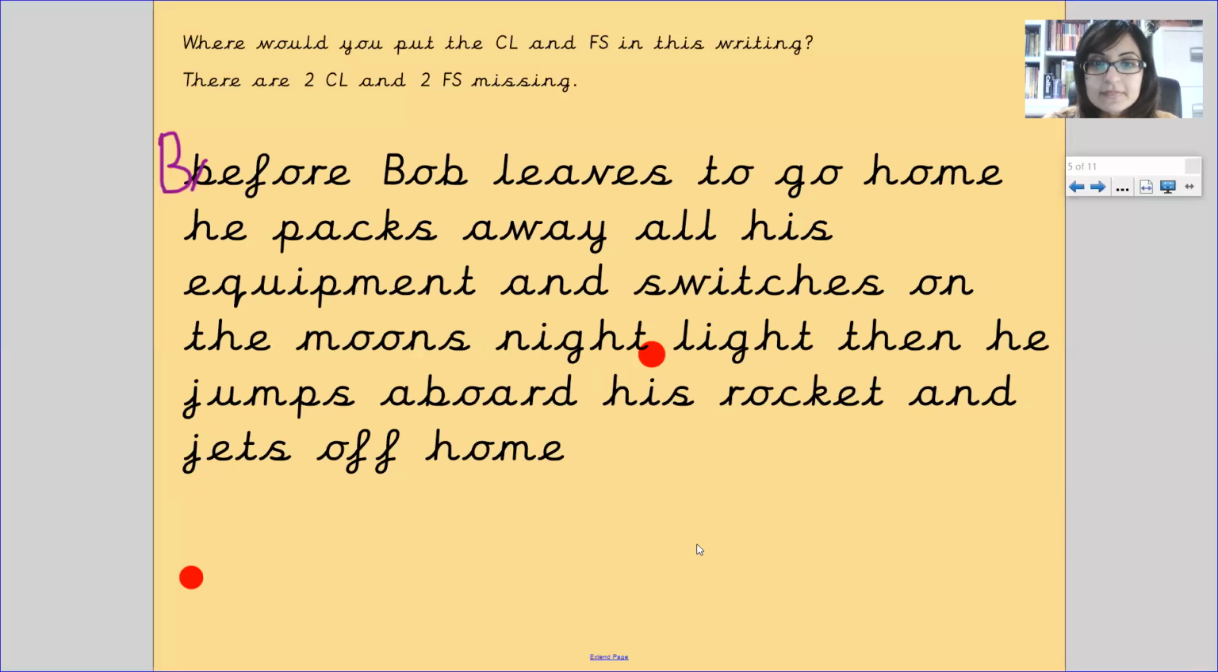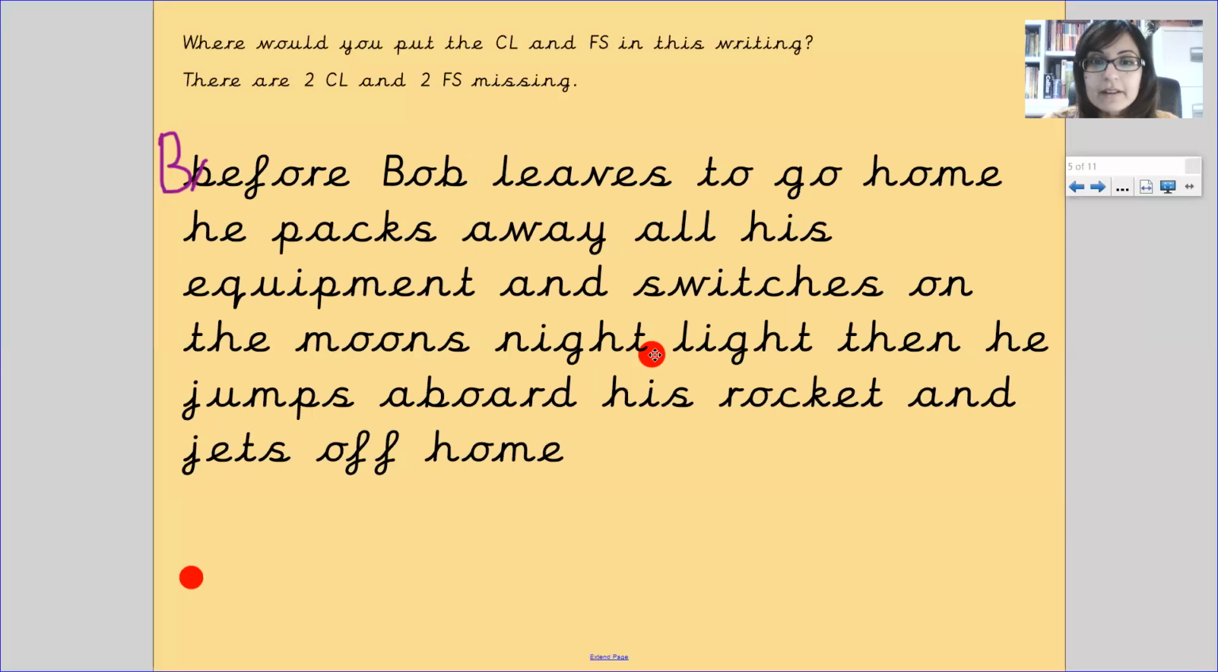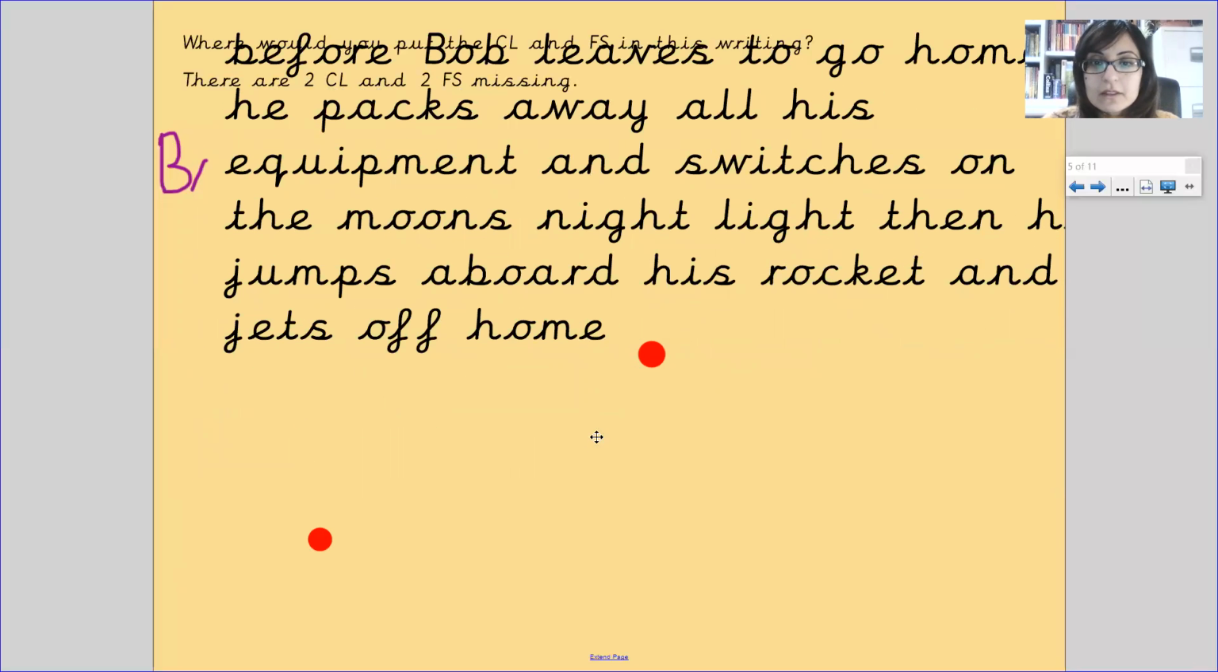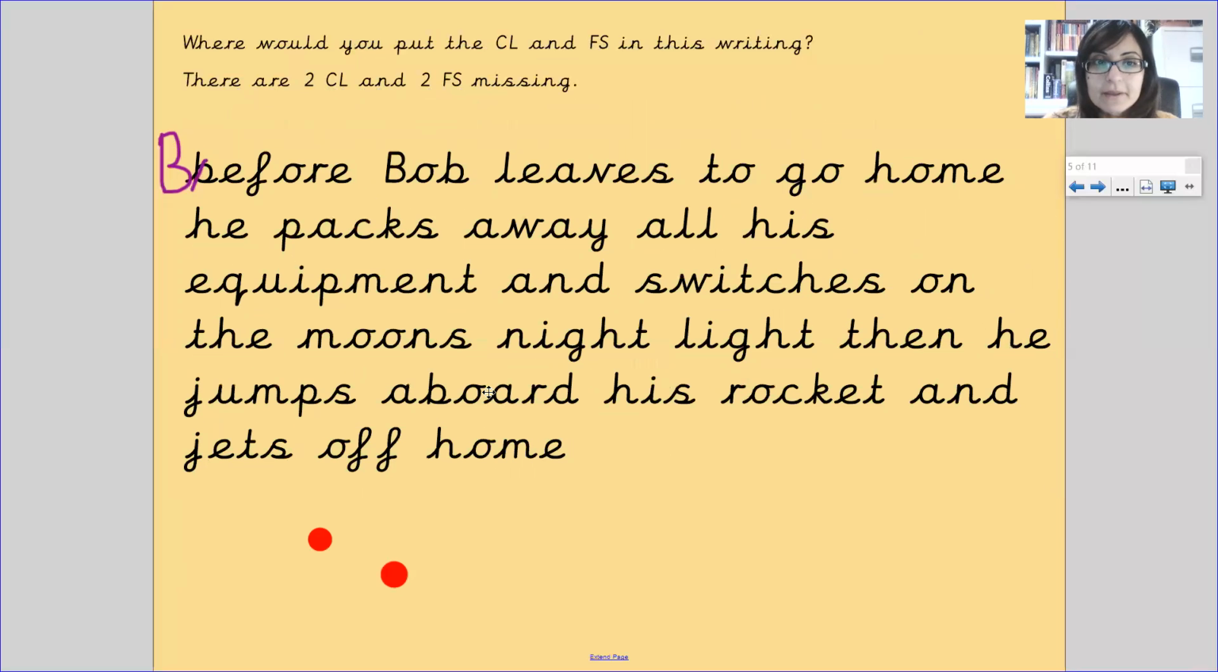Shall we try again? There. Oh, no, I'm going to pick this one up and I'm going to move it. Actually, do you know what? I'm going to move this full stop here and let's put the writing back. Never mind. Here we go. Before Bob leaves to go home, he packs away all his equipment and switches on the moon's light. Then he jumps aboard his rocket and jets off home. So our second sentence is, then he jumps aboard his rocket and jets off home. And we can finish it off with our second full stop.